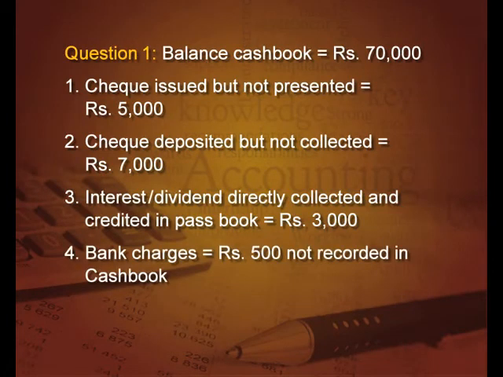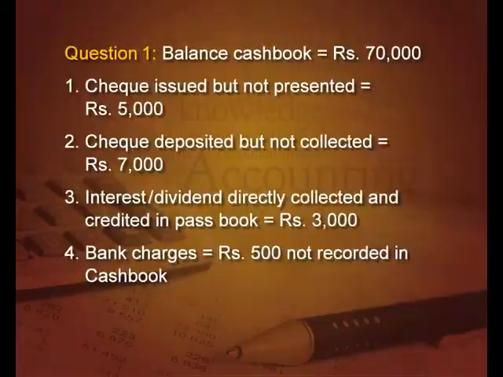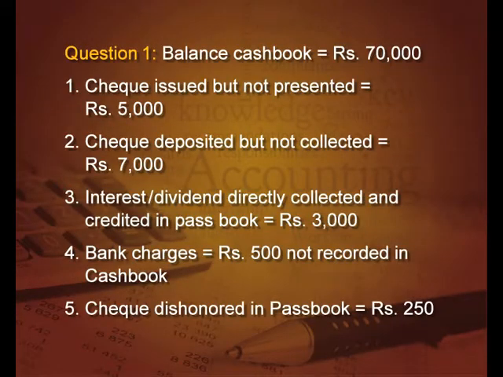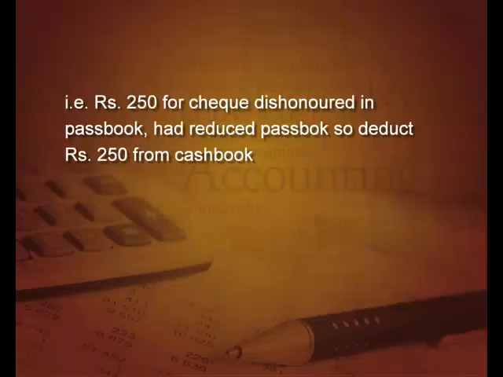Regarding the fourth entry of bank charges 500, these are not recorded in the cash book. So, it has the effect of not decreasing the cash book, or you can say cash balance is more. So, now we will deduct 500. Now, coming to the last one, that is rupees 250 for check dishonored in the passbook, had reduced the passbook, not the cash book. So, you reduce it from the cash book, that is deduct 250 from the cash book.